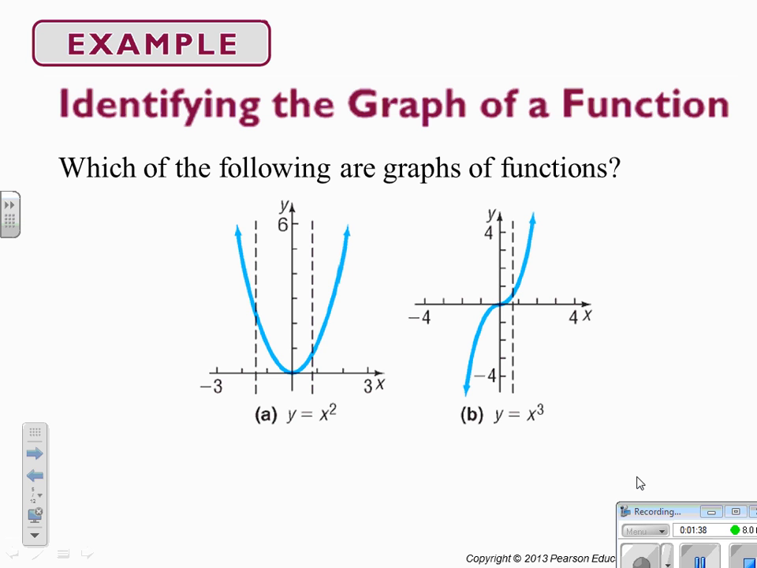Okay, so which of the following are graphs of a function? If you get out your vertical line and drag it across, you can see that A is a graph of a function. If I drag my vertical line across my cubic function, I can see that B is also a function. So go ahead and make sure you write that down.